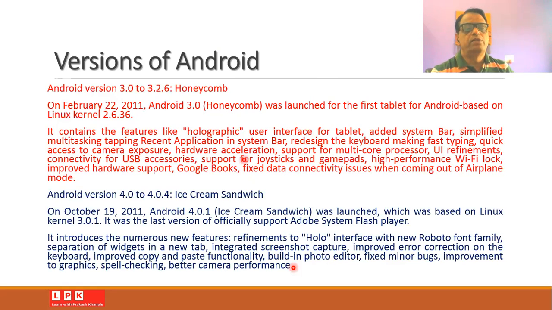Later on, we have version 3.2.6 called Honeycomb, which was released in 2011, which consists of features such as holographic user interface for the tablet. It consists of an added system bar, simplified multitasking, a redesigned keyboard, quick access to the camera, exposure, hardware acceleration. Several new features such as Google Books, Wi-Fi lock, and hardware support were improved, and a lot of modes such as airplane mode were supported in this version.